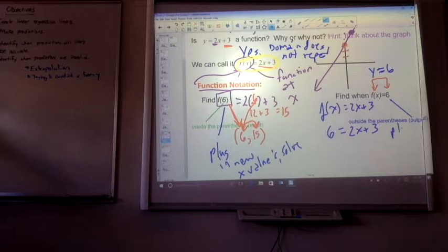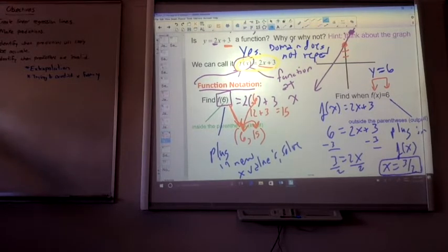Here I plug in 6 for the entire f at x. So first couple weeks of school, we showed how to do these type of problems to solve for x. What should I do? Good. Subtract 3. So 3 equals 2x. What should I do here now? Divide by 2. There you go. So this means x is equal to 3 over 2. Okay? So that is 3 over 2, comma, 6 for this.